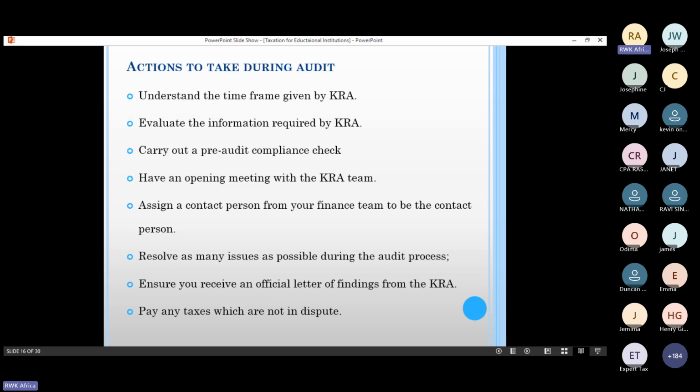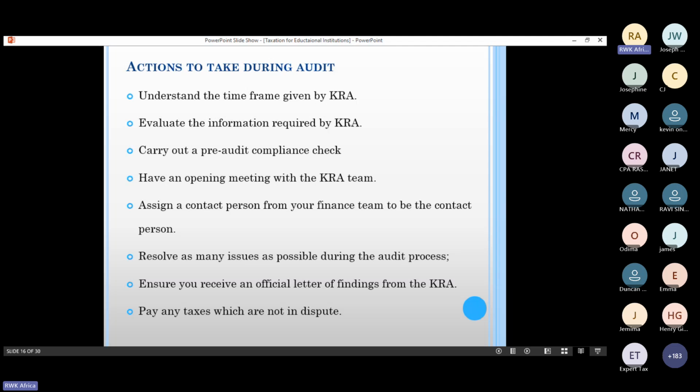So what are the actions to take during an audit? KRA has sent a letter to you, they want to audit you. What actions should you take? Number one, you should understand the time frame given by KRA. In that letter sent by KRA, you're going to see that you have 7 days to respond. So understand those timelines. If you have been given 7 days, make sure by the end of the 7 days you have responded. If whatever documents you have been requested are not ready, communicate to them and request additional time.